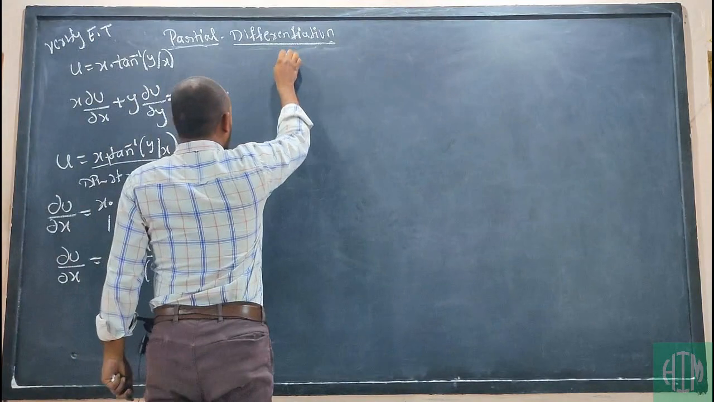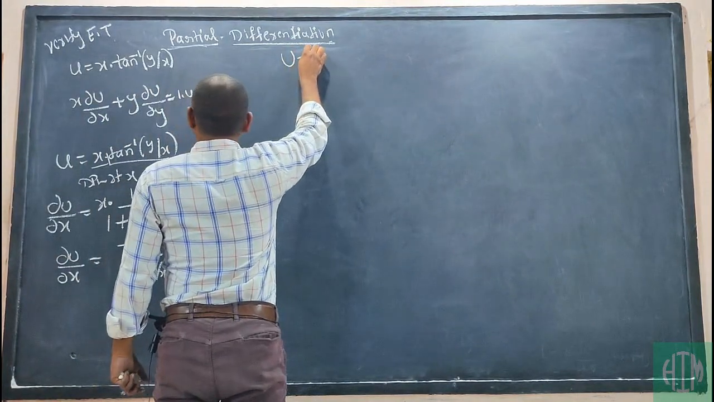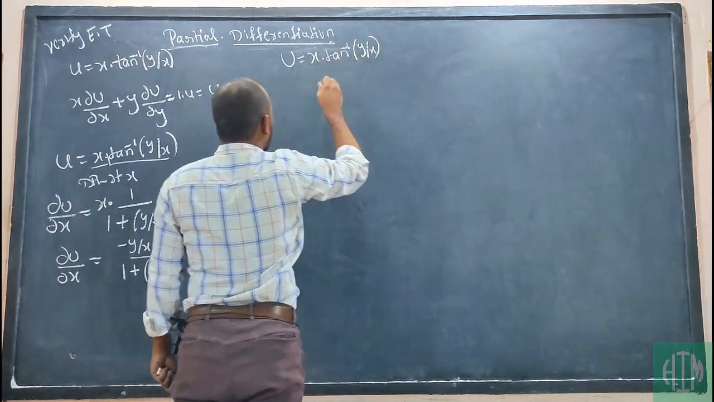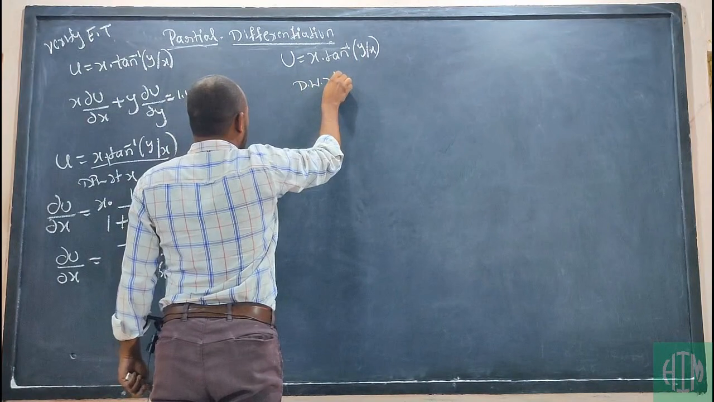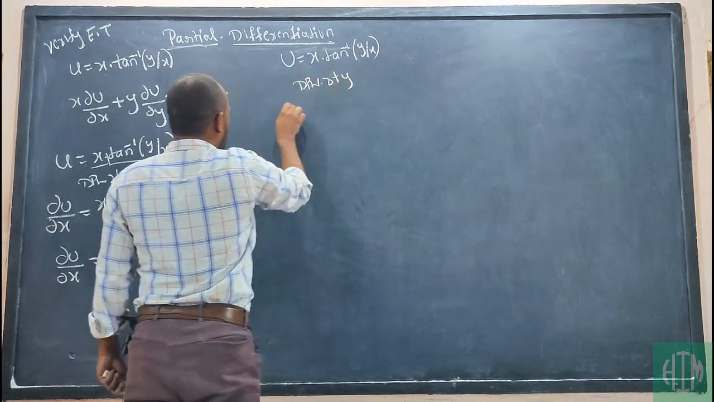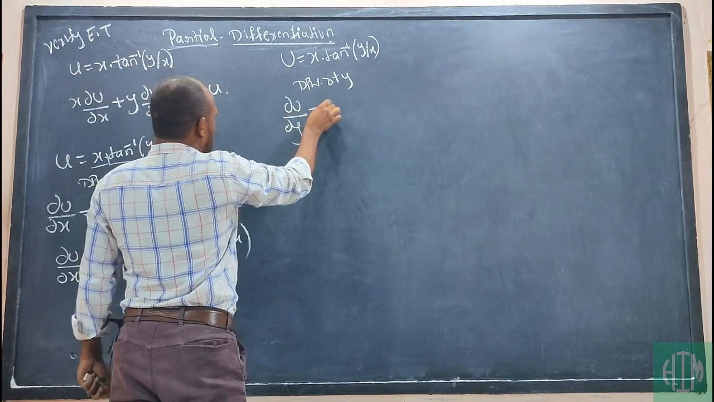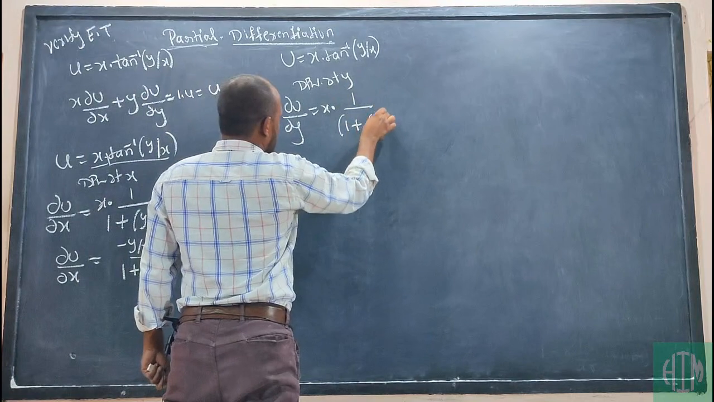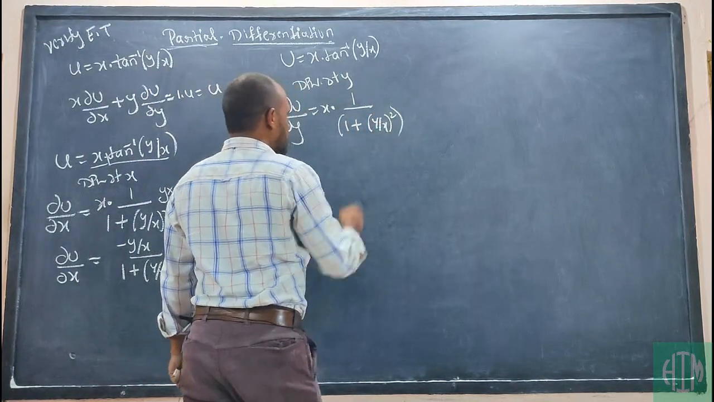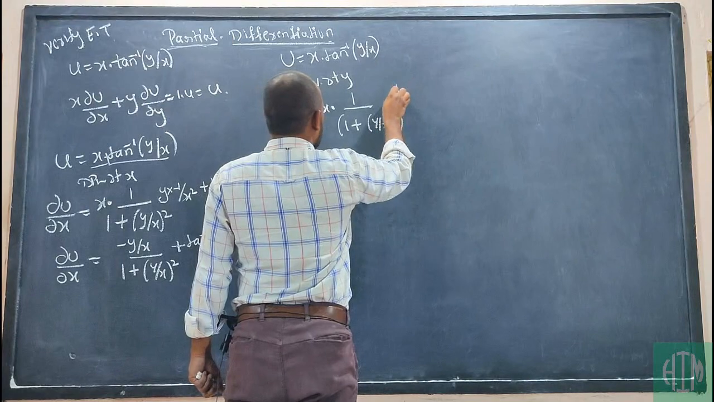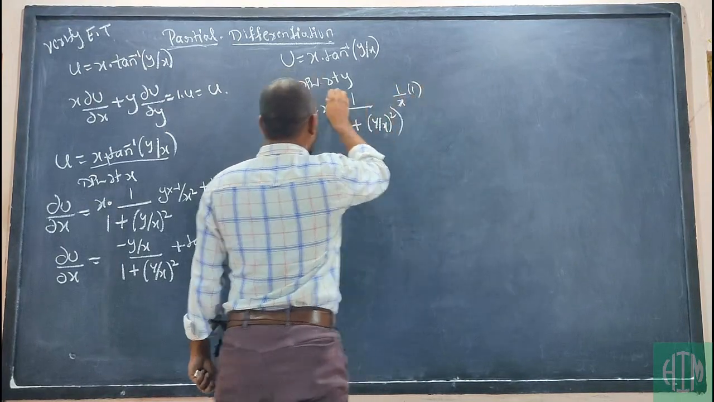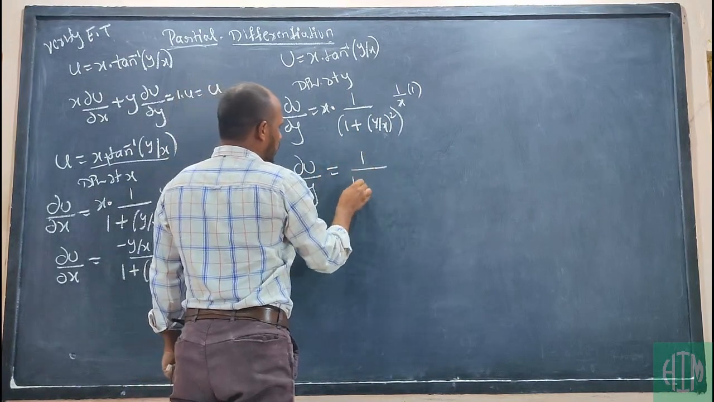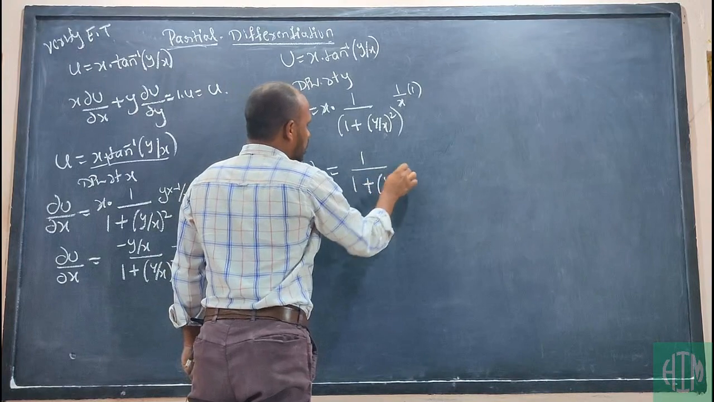Now u is equal to x tan inverse of y by x. Now differentiate partially with respect to y. ∂u/∂y: constant outside, tan inverse of x, 1 by 1 plus x square. This part we have to differentiate: 1 by x outside, y means 1, x cancels. ∂u/∂y is equal to 1 by 1 plus y by x whole square.